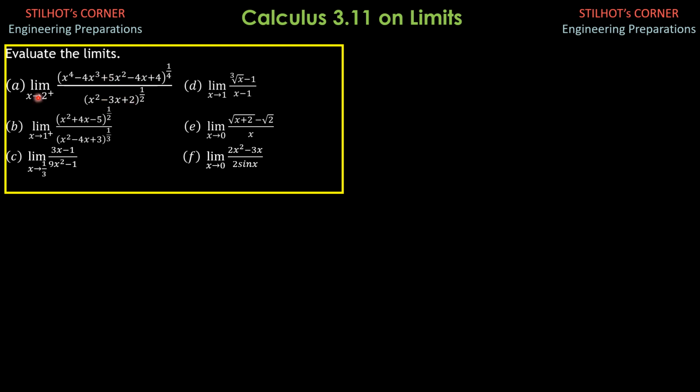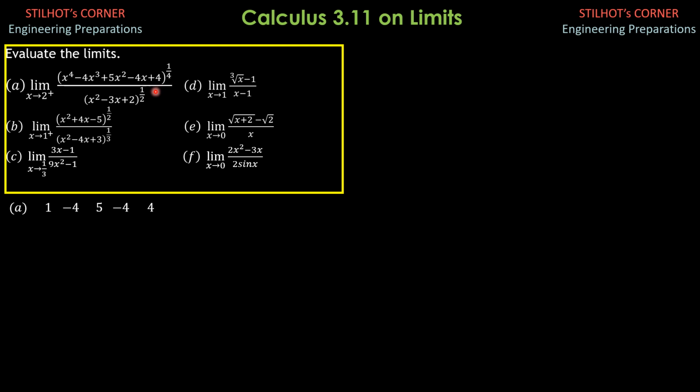There is x minus 2 as a factor definitely. The denominator can be easily factored into x minus 2 and x minus 1. The numerator, we have to apply synthetic division. So they are already arranged in descending order of the variables. So 1, negative 4, 5, negative 4, 4.